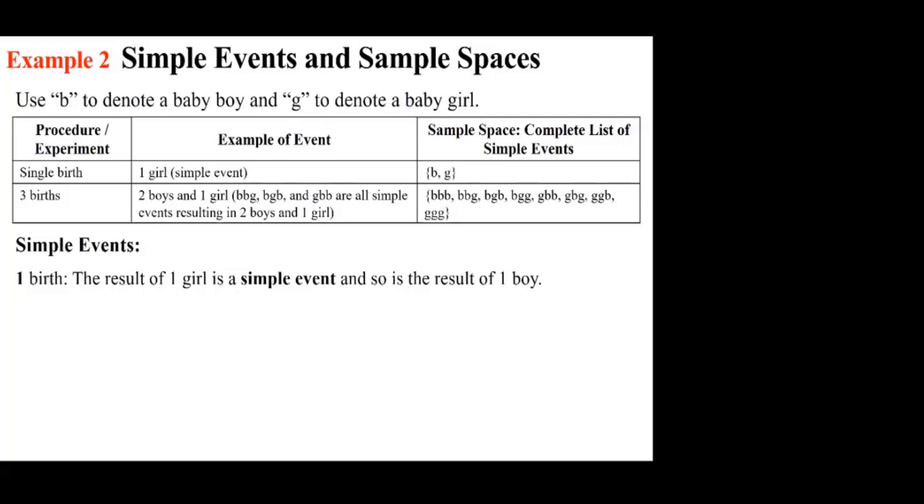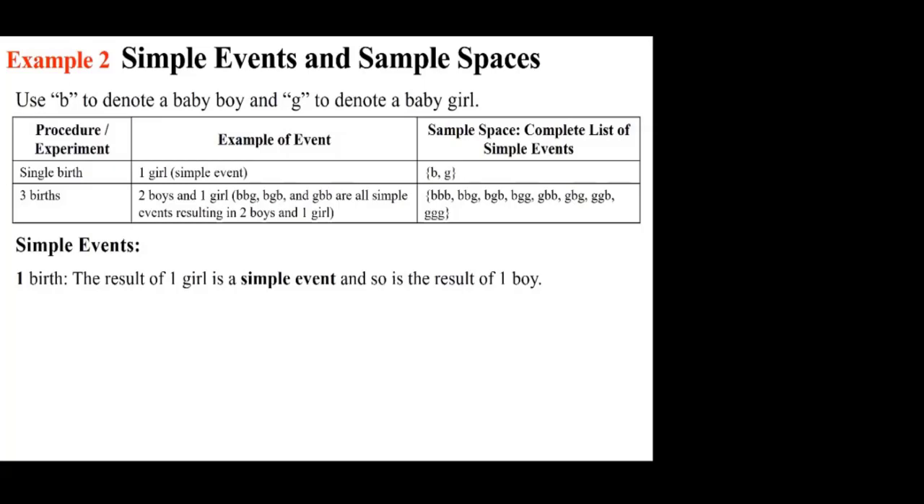We are looking at the table given. We're going to use B to denote a baby boy and G to denote a baby girl. So procedure and experiment: single birth, the event could be 1 girl, for example. So what would be the sample space? We're going to use B and G. But what if we have 3 births? An example of an event would be 2 boys and 1 girl.